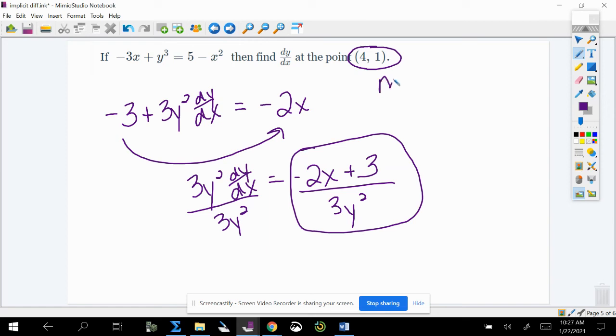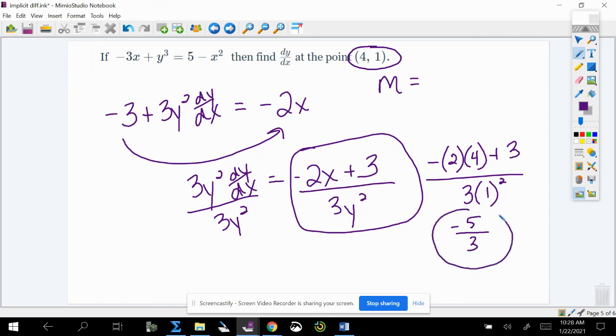So it's another way of basically saying what's the slope at (4, 1). So you're going to put 4 into your x value. So you're going to have negative 2 times 4 plus 3. And you're going to put 1 into your y value. And you may have one that has lots of x values and lots of y values. This one wasn't too bad. So we get negative 8 plus 3 is negative 5 over 3 times 1 squared, which is just 3. And so that is the answer that you will type in.